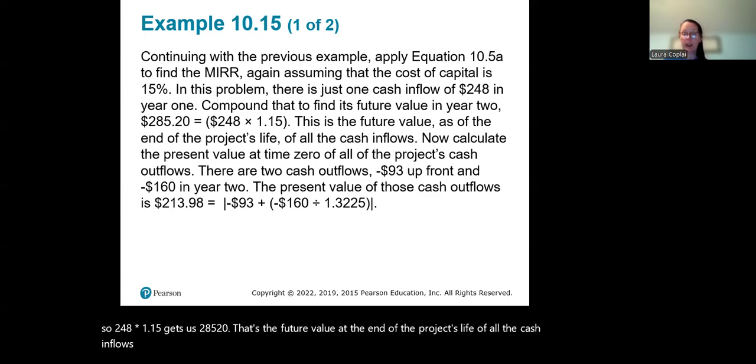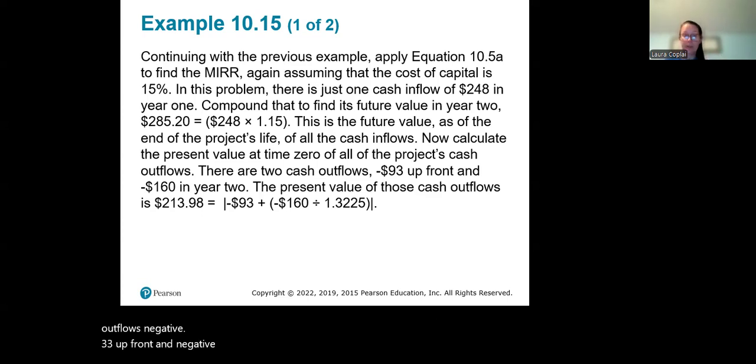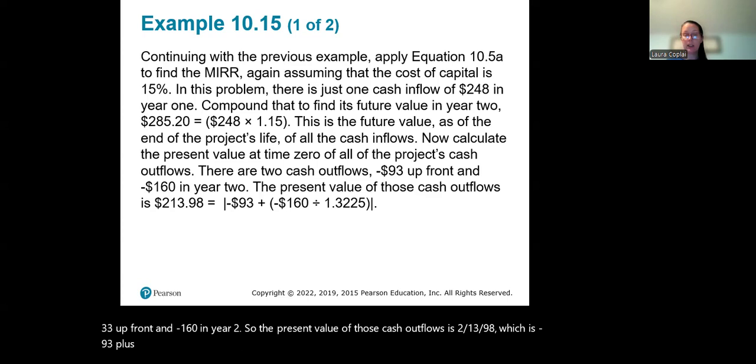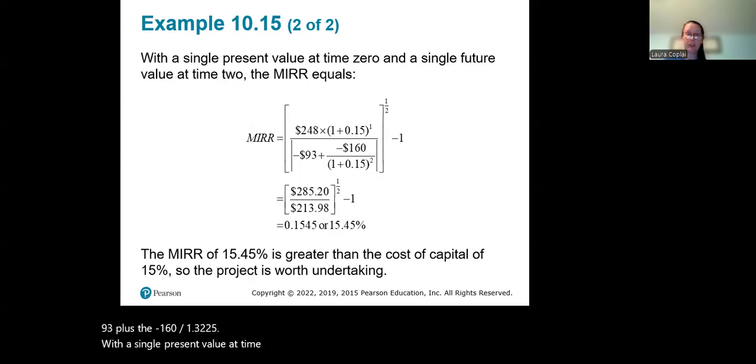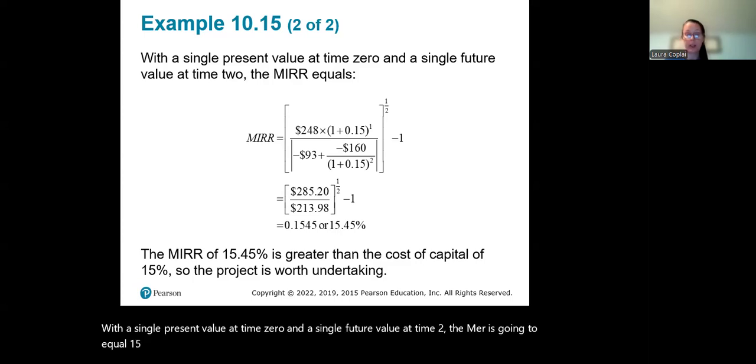Now calculate the present value at time 0 of the project's cash outflows. So there are two cash outflows, negative 93 up front and negative 160 in year 2. The present value of those cash outflows is 213.98, which is negative 93 plus negative 160 divided by 1.3225. With a single present value at time 0 and a single future value at time 2, the MIRR is going to equal 15.5%. So that's greater than the cost of capital of 15%, and the project is actually worth undertaking.